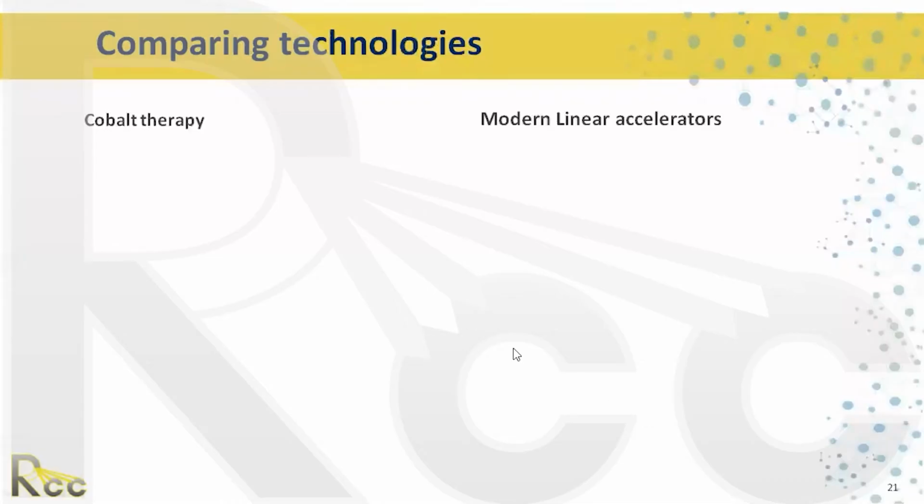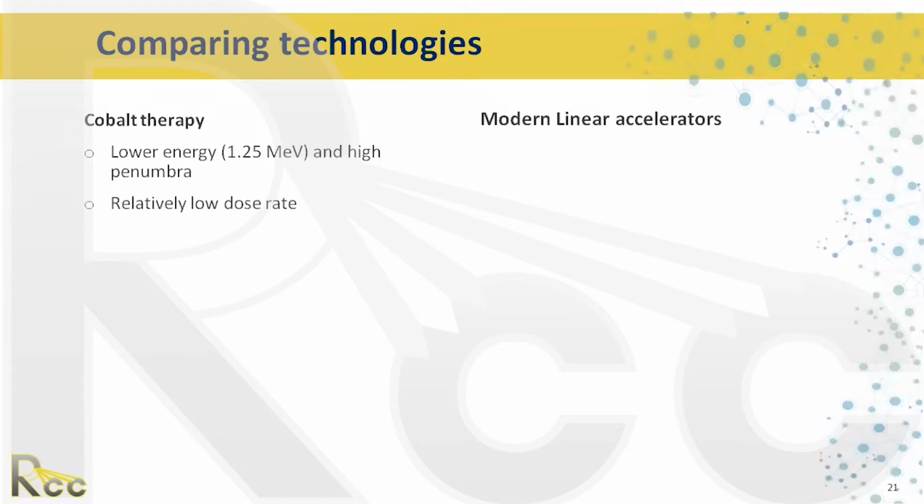So let's compare the technologies, Cobalt versus linear accelerator. Cobalt has a lower energy, 1.25 MeV, and a higher penumbra. Relatively low dose rate, higher dose to the skin. Even though there is skin sparing, it's still a higher dose to the skin than a linear accelerator.